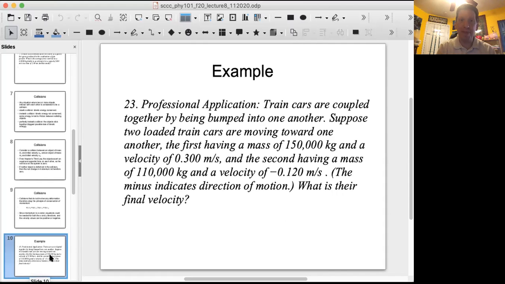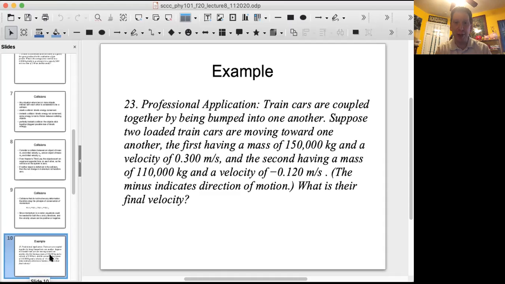So let's go to an example. This is number 23 in the book. Professional application: train cars are coupled together by being bumped into one another. So basically, you push one into the other and then they link together. When they stick together, that's a perfectly inelastic collision.